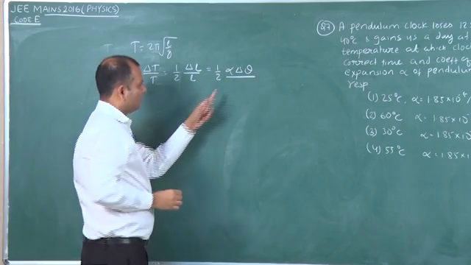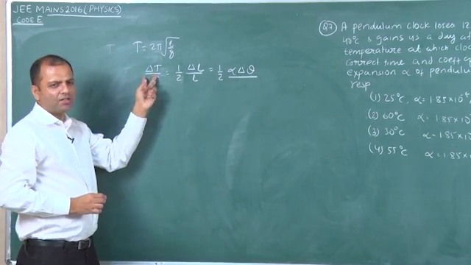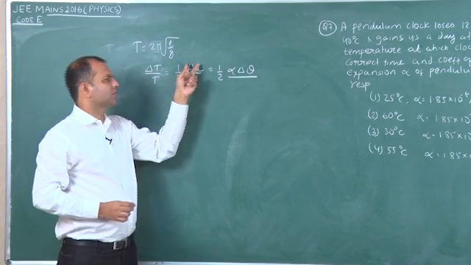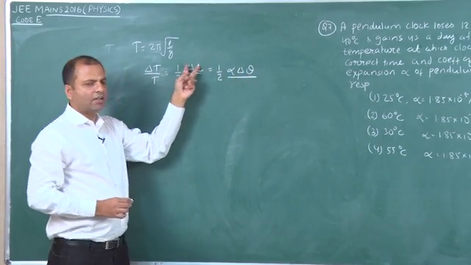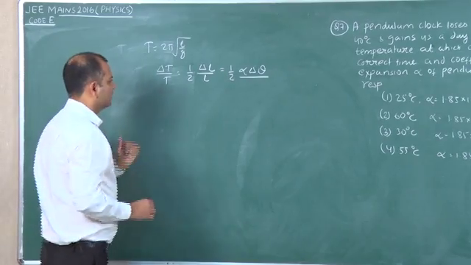So, just notice, if the change in temperature is positive, the length increases and the time period increases, very obvious. If the change in temperature is a negative term, there is a decrease in length, delta l is a negative term and delta T will also be a negative term, so the time period will decrease.